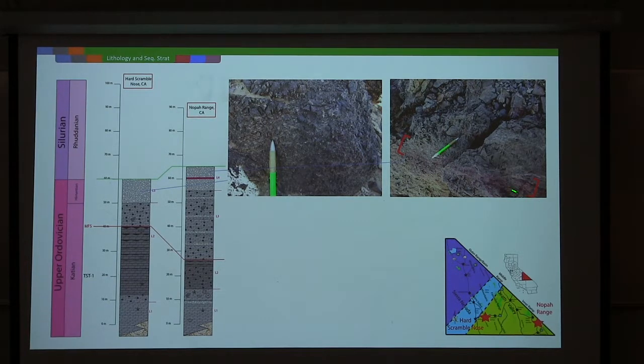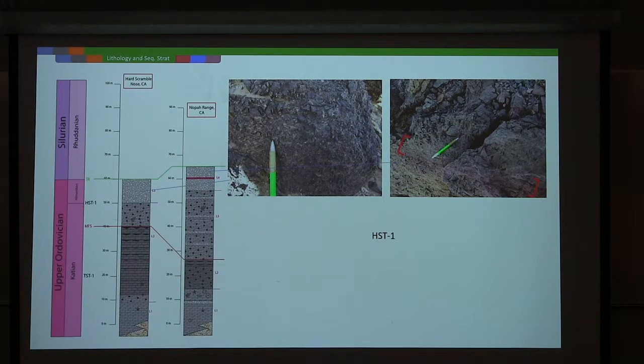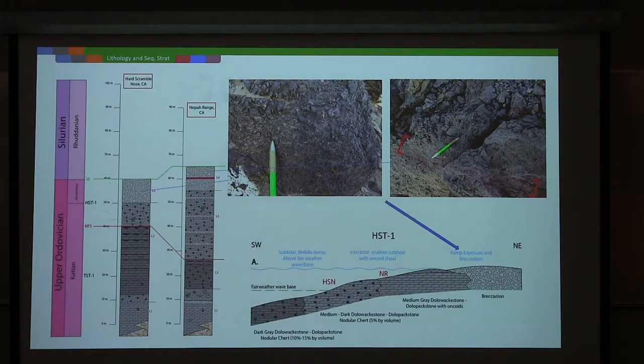Across or within these red brackets, we even have a little red to pink stripe or bed, which indicates that we probably have some sort of paleosol or terra rosa. Ultimately, this indicates that above the maximum flooding surface, we're seeing the highstand systems tract 1, or an overall shallowing in sea level.